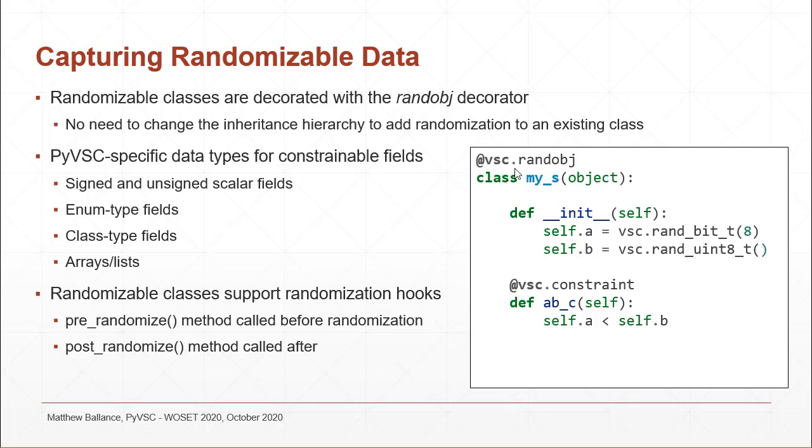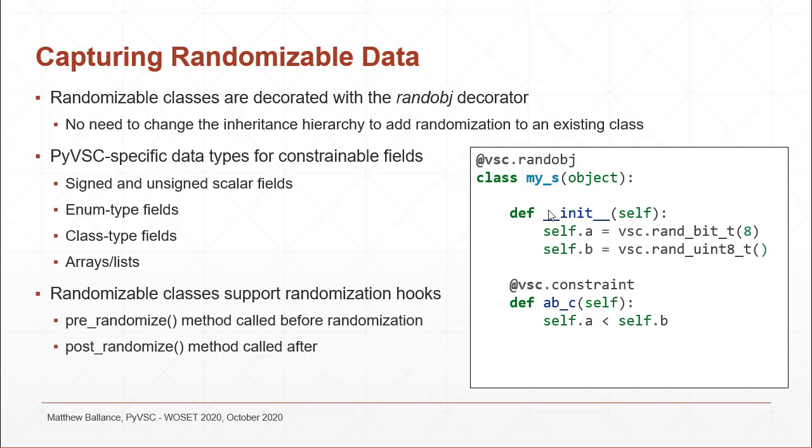The reason for using a decorator in this case is that it makes it possible to layer randomization onto an existing class hierarchy without mucking with the inheritance hierarchy. So the PyVSC library provides specific data types to be used in constraints. This is partially because of the mechanisms of an embedded domain-specific language, but it's also because when you are randomizing data for functional verification, it's very important to be able to specify what the width of that data is.